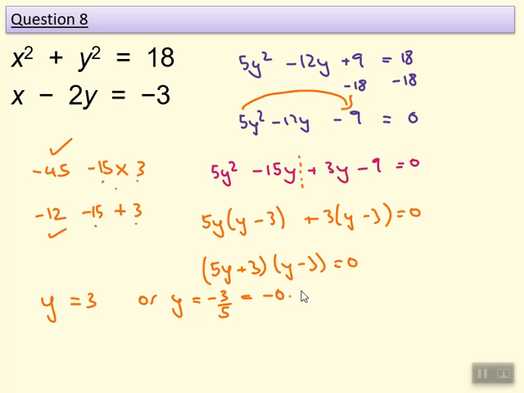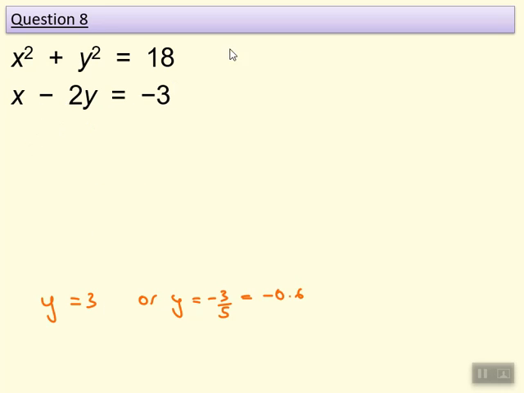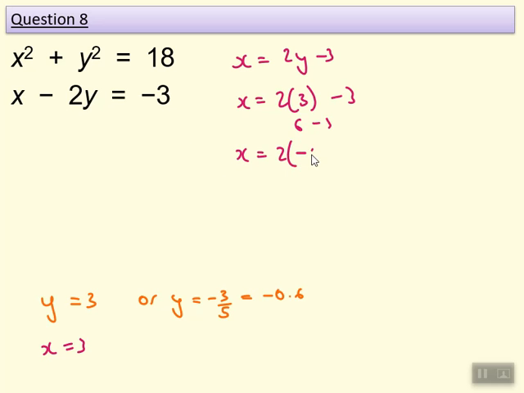We still need to find x. So what was the expression we had for x a moment ago? 2y take away 3. So we need to double the y and then take away 3. So x is going to equal 2 bracket 3 take away 3. 2 times 3 is 6, take away 3 is 3. So x equals 3. And this one's a little bit trickier. x equals 2 times minus 0.6 take away 3. Minus 0.6 times 2 is minus 1.2, take away 3 is minus 4.2. So x equals minus 4.2 is the other answer.